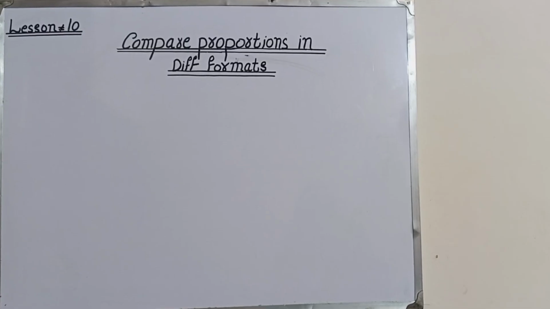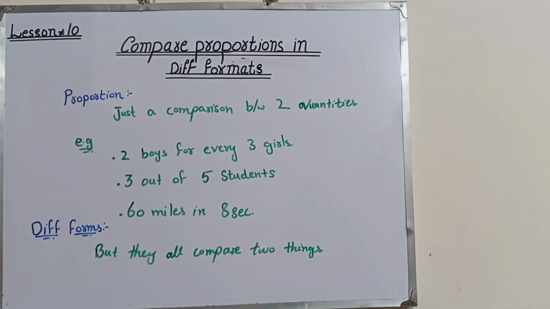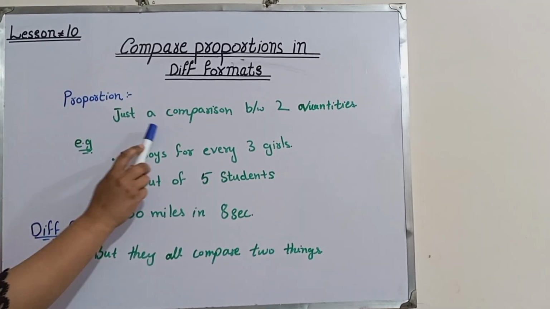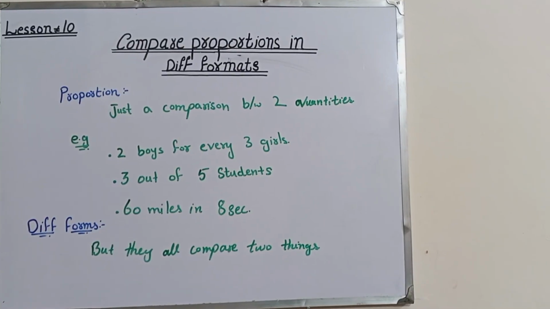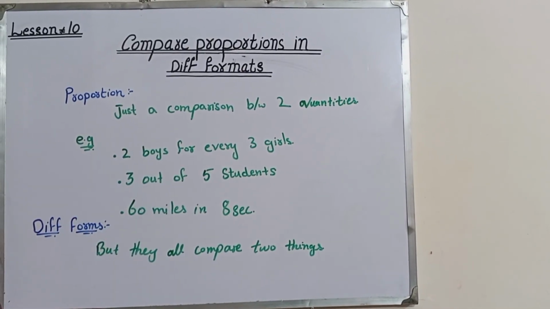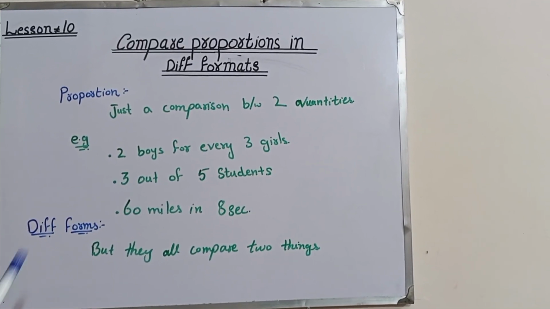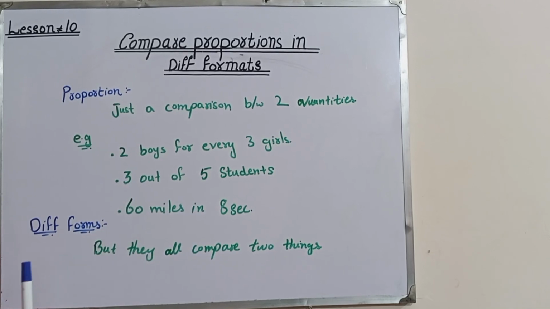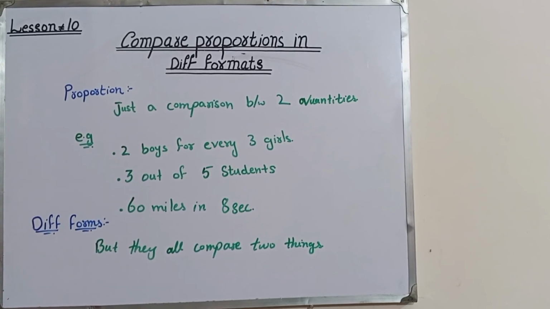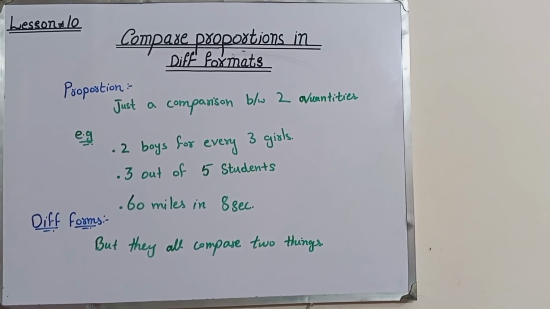Now let's get started. Firstly, I will tell you what a proportion is. It's a comparison between two quantities. For example, 2 boys for every 3 girls, 3 out of 5 students, and 60 miles in 8 seconds. If you want to understand proportion completely, then see my video on proportion.